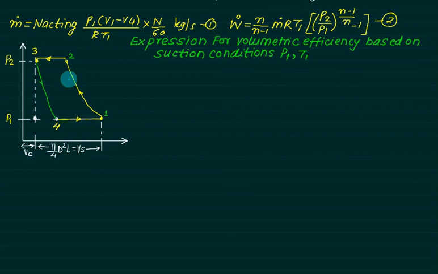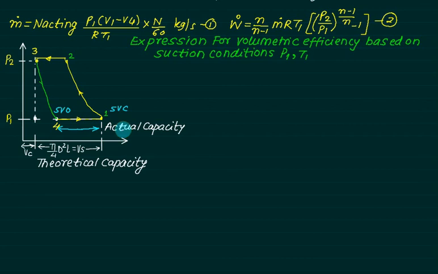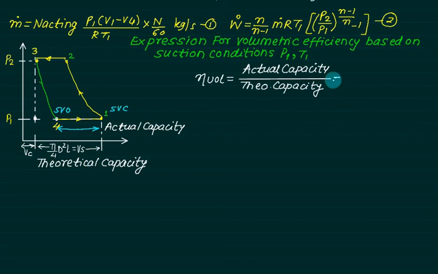In this video we are going to develop the equation for volumetric efficiency based on suction conditions, that is P1 and T1. So at this point your suction valve opens, at this point your suction valve closes. This one is called the actual capacity of the compressor and this one is called the theoretical capacity. Volumetric efficiency is defined as the ratio of actual capacity to theoretical capacity. It is the true definition of volumetric efficiency. It is given by (V1 minus V4) upon Vs.